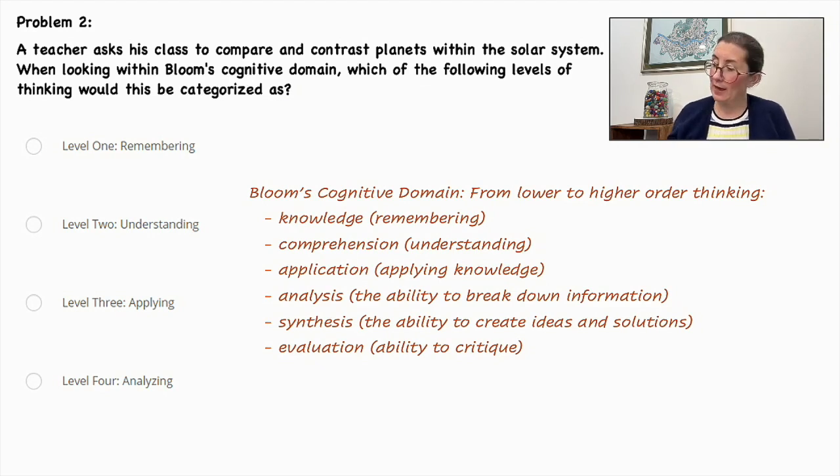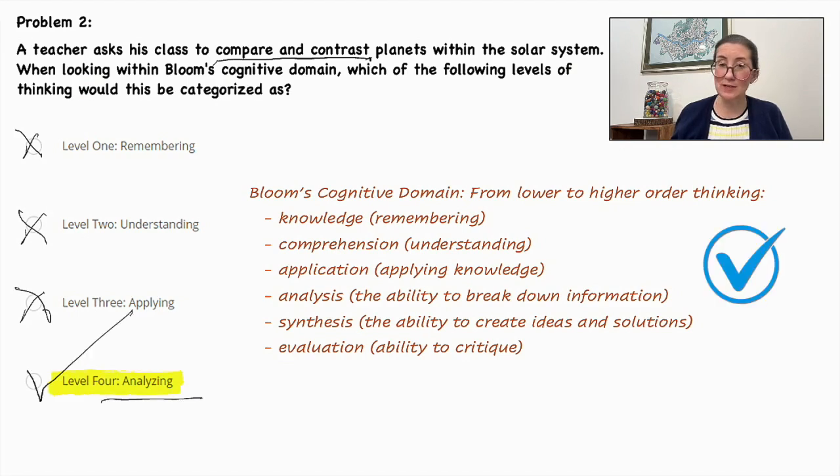So let's look again at the question. He's asking his class to compare and contrast. So our possible answers are level 1, remembering. You have to know more than just the planets' names to complete this exercise, and understanding as well. It's also beyond application, so we can eliminate that one as well. To compare and contrast is to analyze. So this, in fact, is the correct answer.